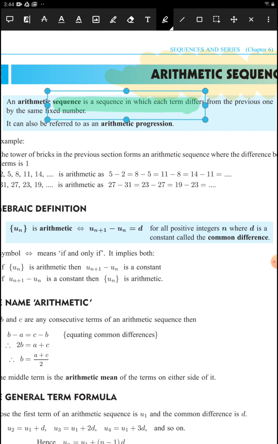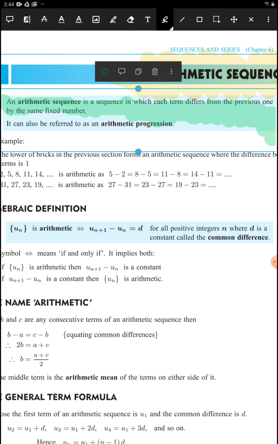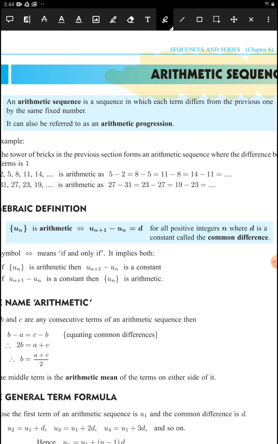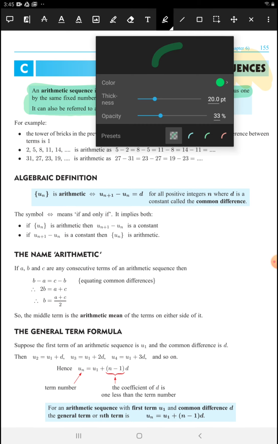An arithmetic sequence is a sequence in which each term differs from the previous term by the same number, okay? It's also called an arithmetic progression. So pretty much, it's just a list of numbers where the way you keep going is you add or subtract that same number.